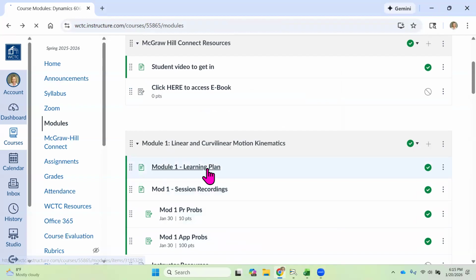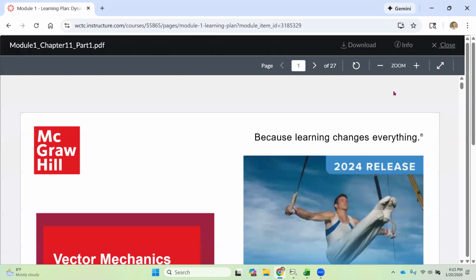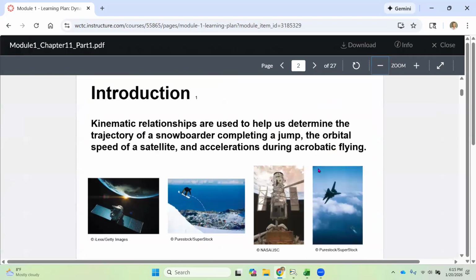All right, so let me go back to the learning plan, and I'm going to open up the PowerPoint presentation here. I just have to scooch this up a little bit, and we will start going through things. So in chapter 11 here, I know it feels weird to start in chapter 11, but the full book is actually a statics and a dynamics book, with the first 10 chapters focusing on statics. And then chapters 11 to the end are going to be focusing on dynamics.